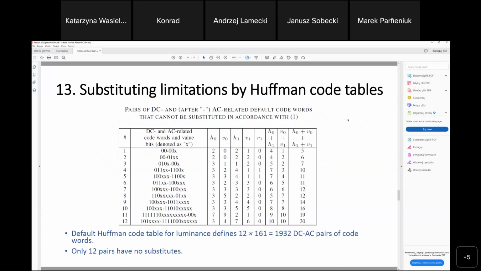This can be explained by the following table. This table shows 12 combinations of code words and value bits related to DC and AC coefficients. Each of these combinations has no substitutes in accordance with my algorithm.